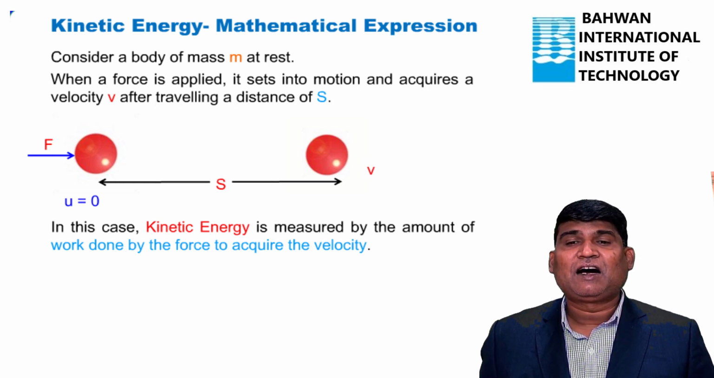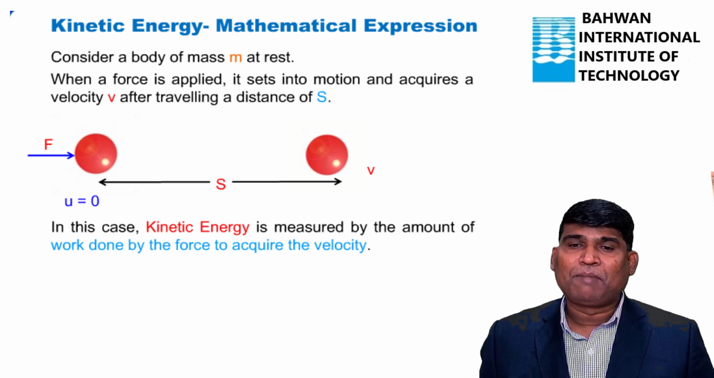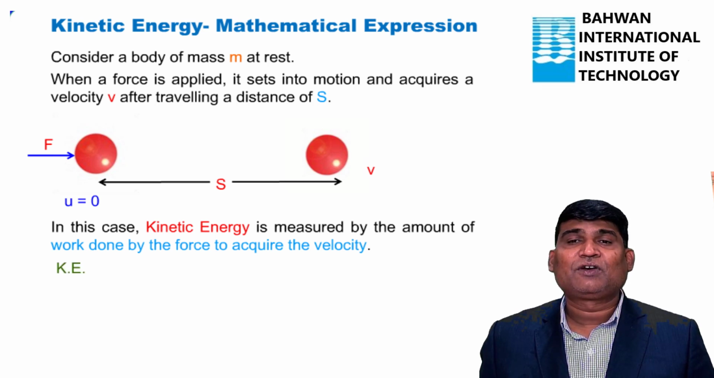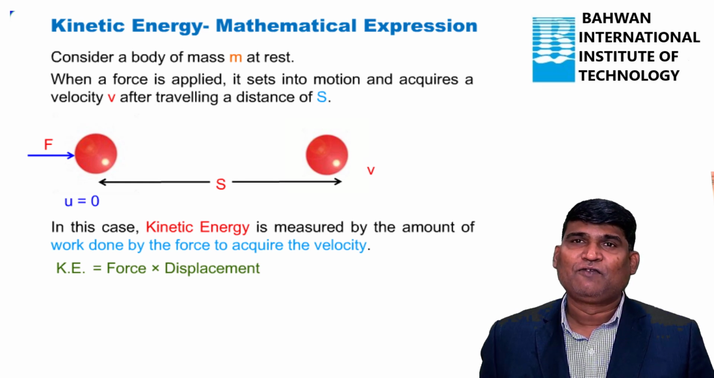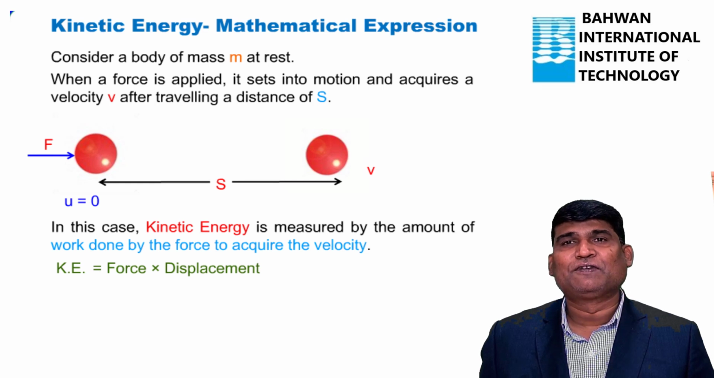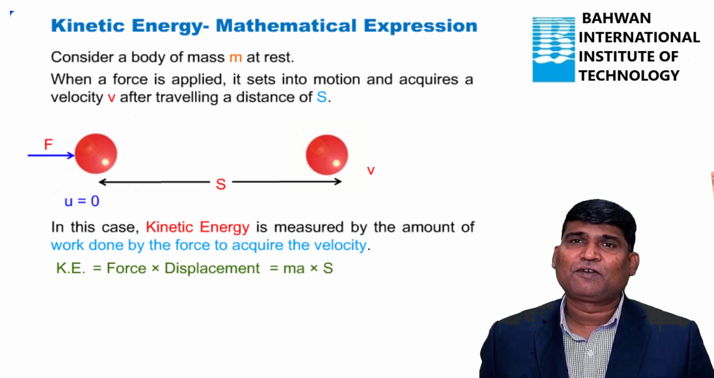Now we will see how we can measure the kinetic energy. So this kinetic energy is the amount of work done by the force to acquire that velocity. So we can write kinetic energy is equal to work done. I told you it is positive work that is done. We know positive work is the product of force and displacement. Therefore, directly we can write force F into displacement s.